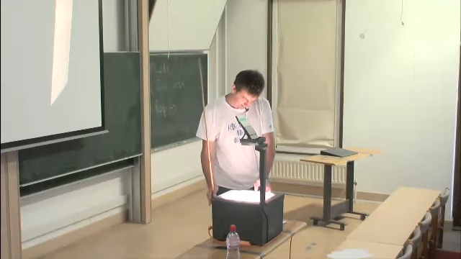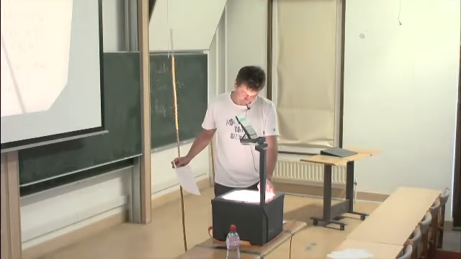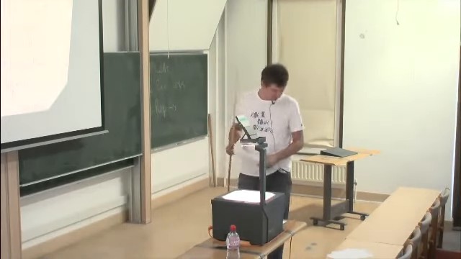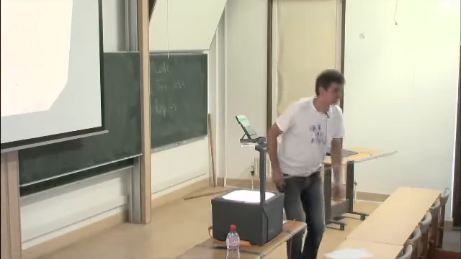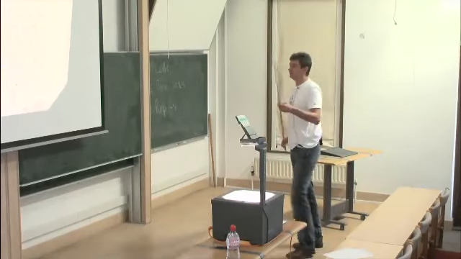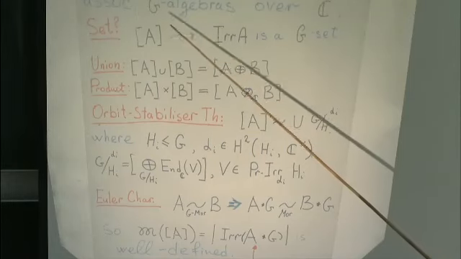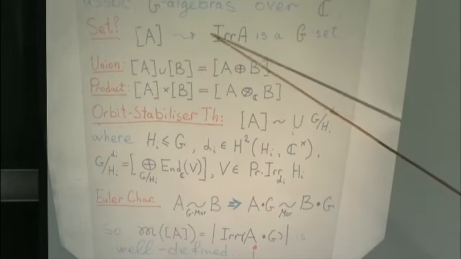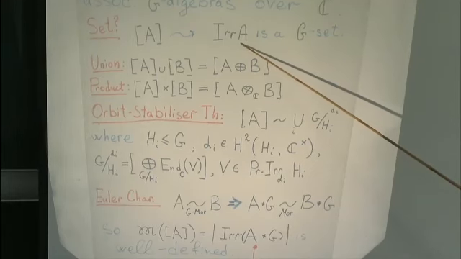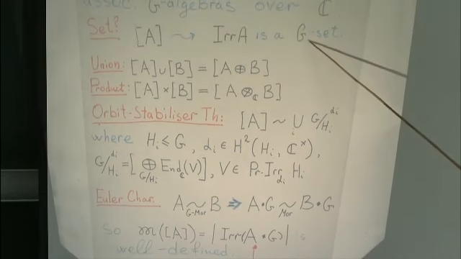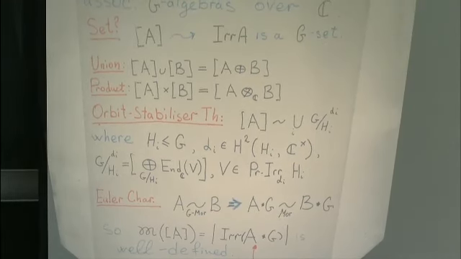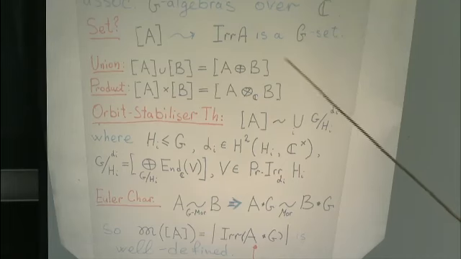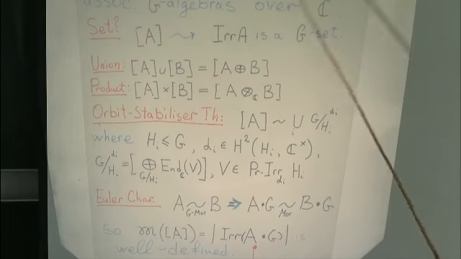Why? Well, let me just open the rest of the transparencies. Why is it a set? First of all, because I can think of this as a set. Given such a Morita equivalence class of algebras, I can consider the set of its simple modules or irreducible representations, and this is a G-set. So it's some set with some additional structure.